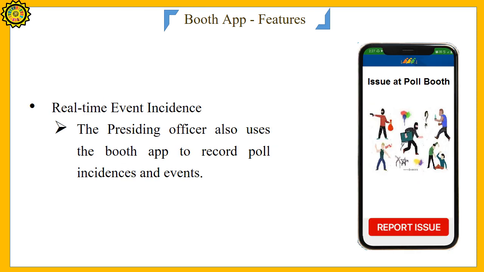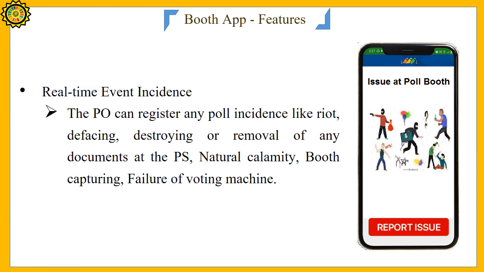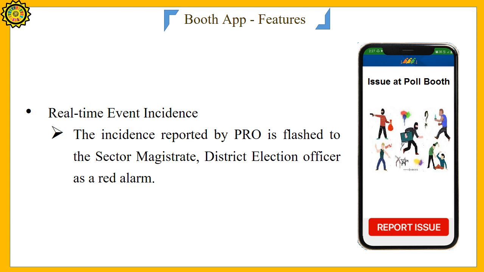Real-time event incidents. The presiding officer also uses the Booth app to record poll incidences and events. The presiding officer can register any poll incidents like riot, defacing, destroying, or removal of any documents at the polling station, natural calamity, booth capturing, failure of voting machine, etc. But this can be used only when ECI asks us to do so. The incident reported by the PO is flashed to the sector magistrate and district election officer as a red alarm.